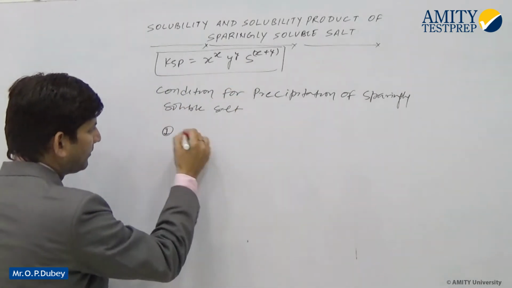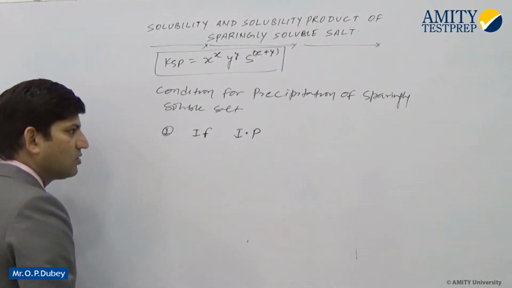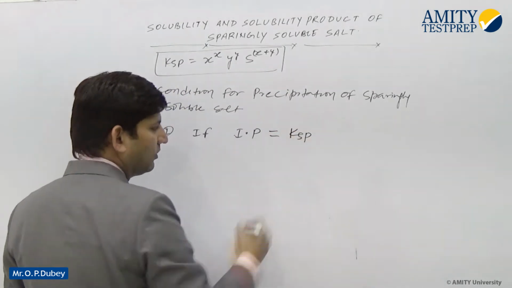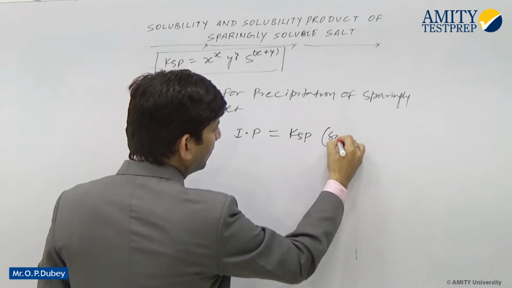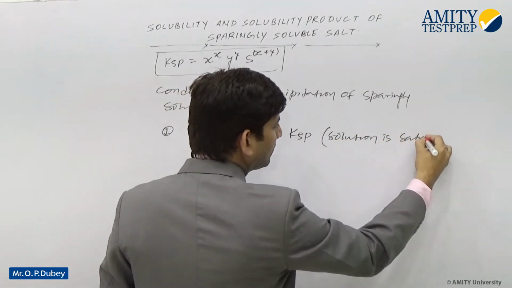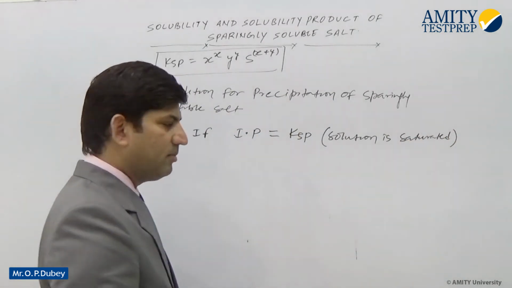First case, if the ionic product of the salt is equal to the Ksp value, that means the salt solution is saturated. There is no precipitation.